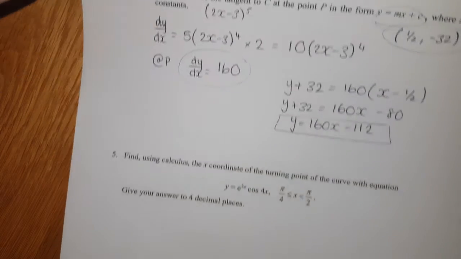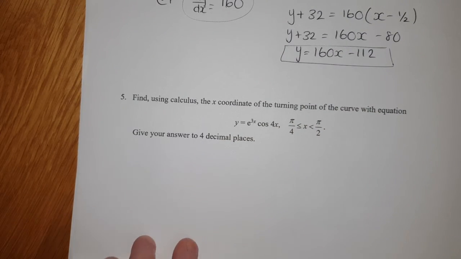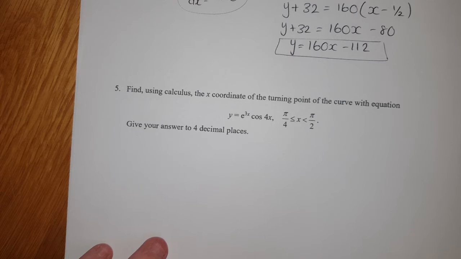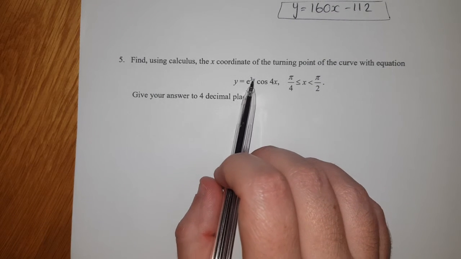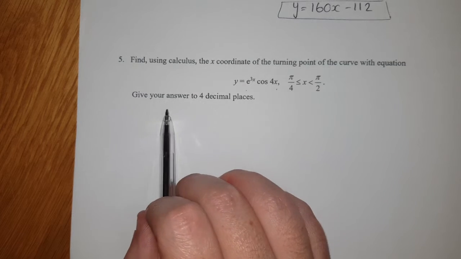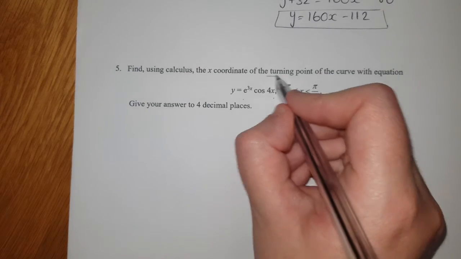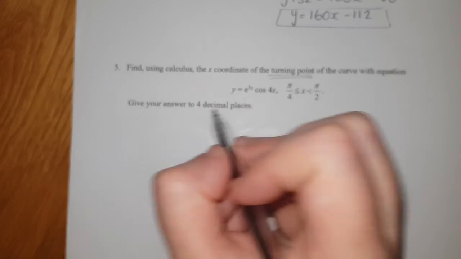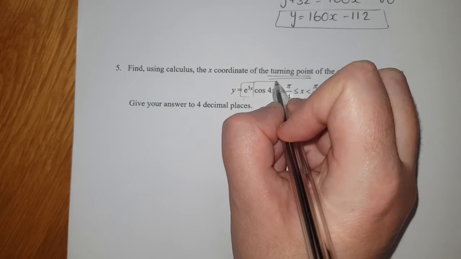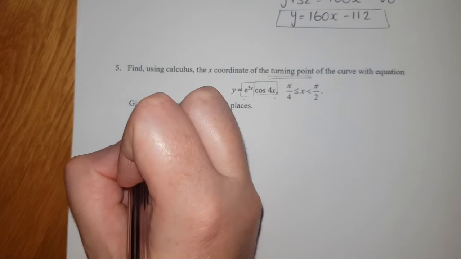Okay, and last question. This is similar to the one that came up on the paper you had for half term. So y equals e to the 3x cos 4x. Give your answer to 4 decimal places. If we're finding a turning point, which remember is just another word for a stationary point, we differentiate. This is a product rule because it's one function times by another.